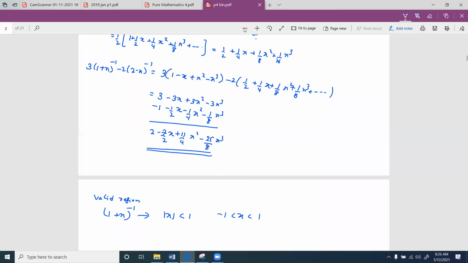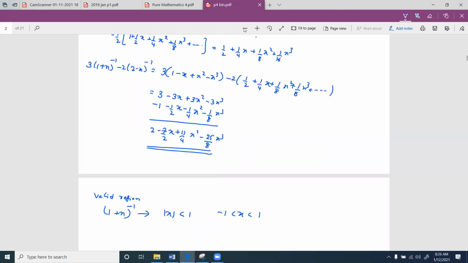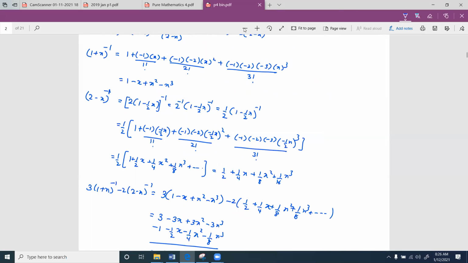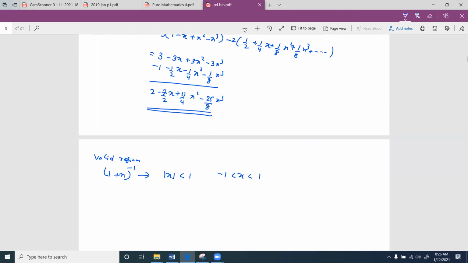But for the second one, you have to check with this, 1 minus half x. So you can say (2 - x)^(-1), modulus of minus half x is less than 1. So modulus of minus half is also plus half. Therefore, it turns out that modulus of x is less than 2. If you cross multiply, x is in between +2 and -2.